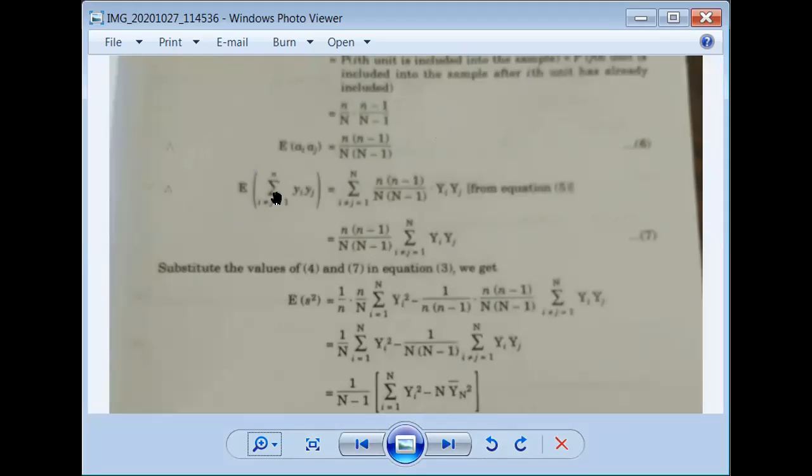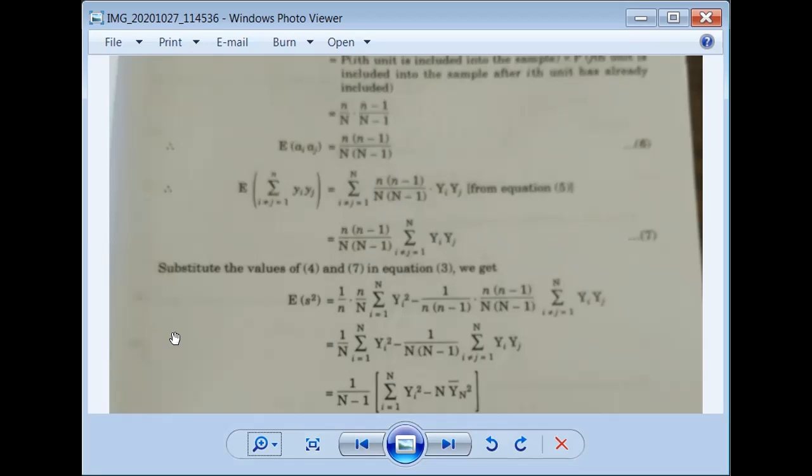So now expectation of summation yi yj equal to what? Summation i not equal to j equal to 1 to n, into n into n minus 1 by capital N into capital N minus 1, where yi and yj are from equation 5. From equation 5, the expectation of this value can be written as summation n into n minus 1 by capital N into capital N minus 1. Again, we are taking summation. So this is a constant, n into n minus 1 by capital N into capital N minus 1, times summation i not equal to j equal to 1 to n yi yj. So this is called equation 7.